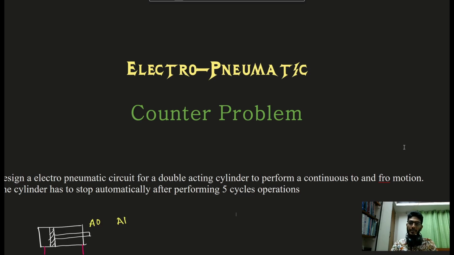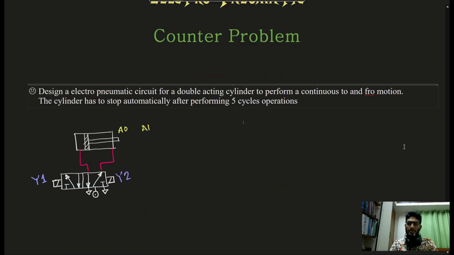Today we'll solve an interesting problem on the counter in electro-pneumatic system. So let's see the problem statement first. The problem states: design an electro-pneumatic circuit for a double acting cylinder to perform a continuous to and fro motion. The cylinder has to stop automatically after performing 5 cycles of operation.